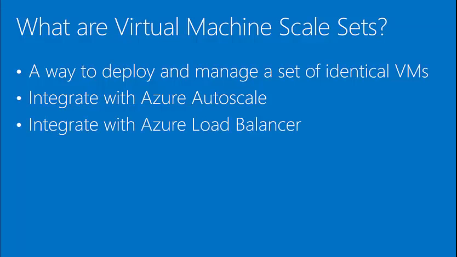Scale sets also integrate with the Azure Load Balancer. What that means is you can set up a group of VMs as, for example, a backend web server and have Azure Load Balancer round robin the connections, or you can set inbound NAT rules so you can map port per port from incoming connections to your backend pool of virtual machines.